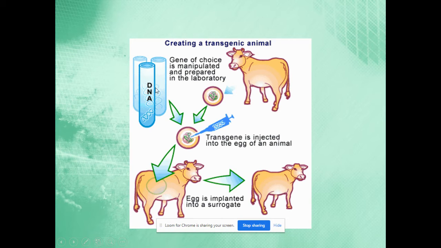So here we have the DNA that's been prepared in a lab. We're going to have this cow here. We're going to inject it into the egg of the cow. The egg will then be put into the cow and it's implanted. It's kind of like a surrogate.